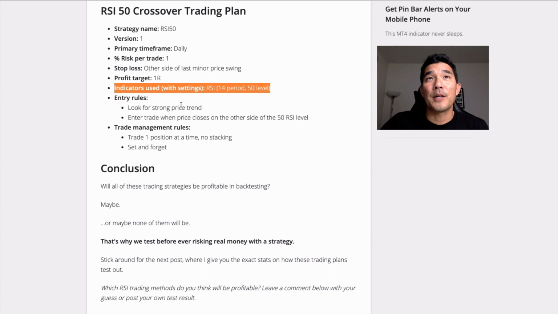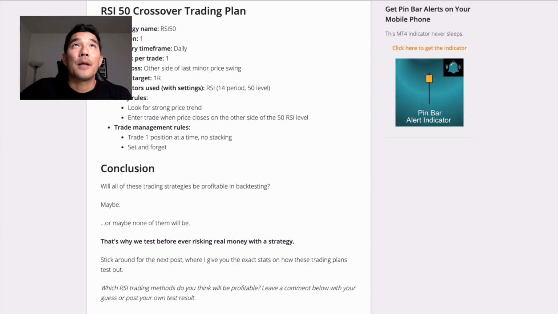We're looking for a strong price trend. We're going to enter when price closes on the other side of the 50 RSI, and I'll show you how that looks in a minute. Then same thing with the trade management rules: one trade at a time, no stacking, and set and forget. So let's take a look at the chart and how that works.